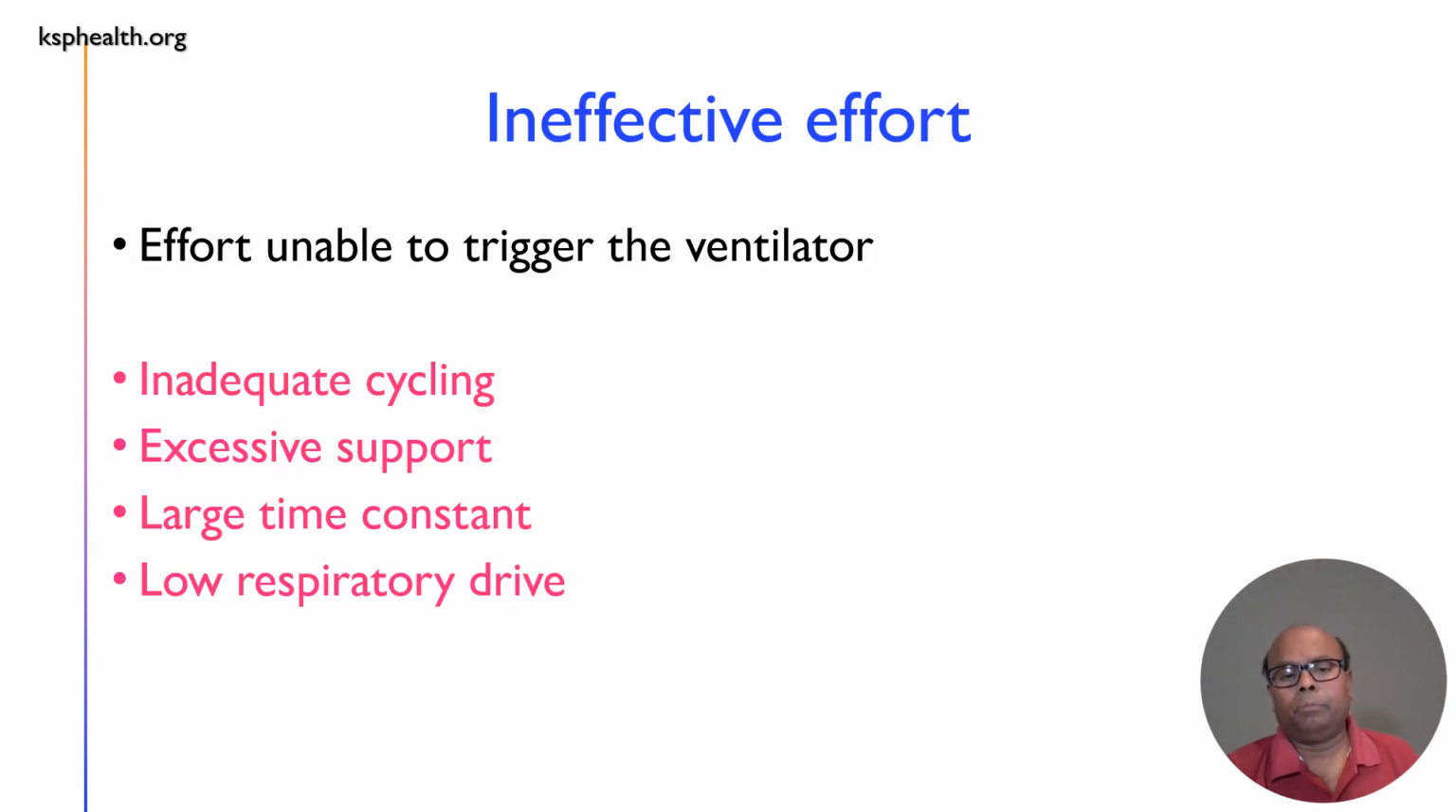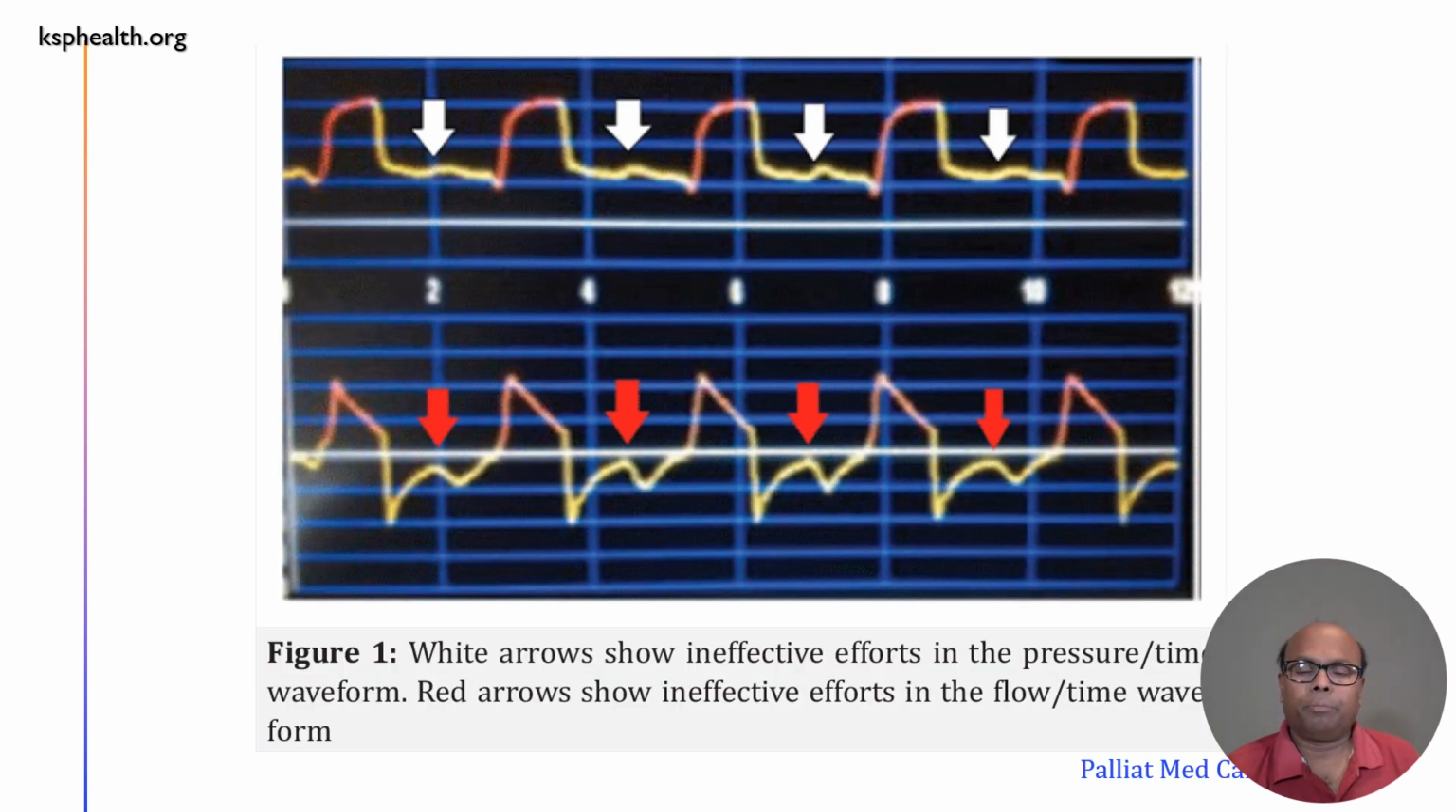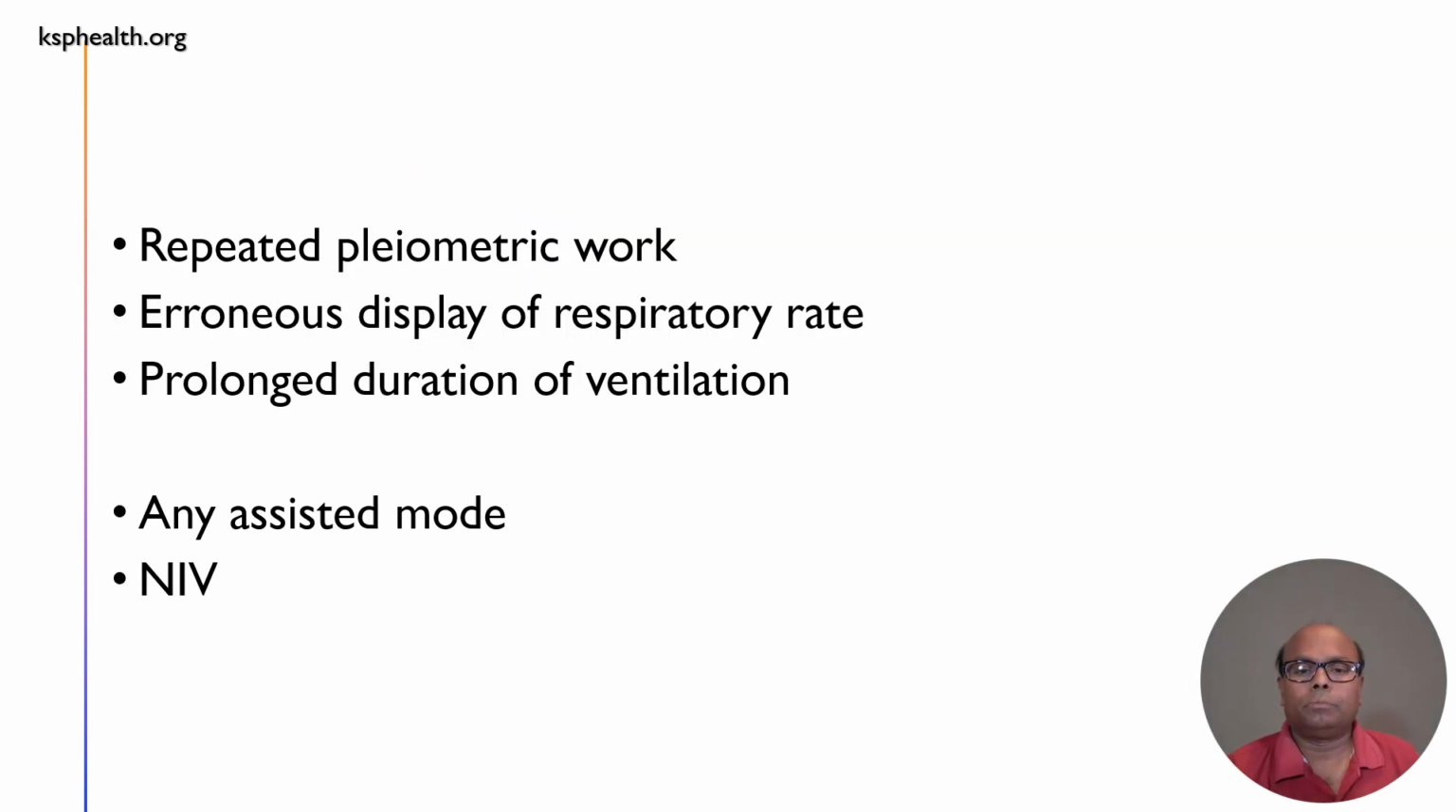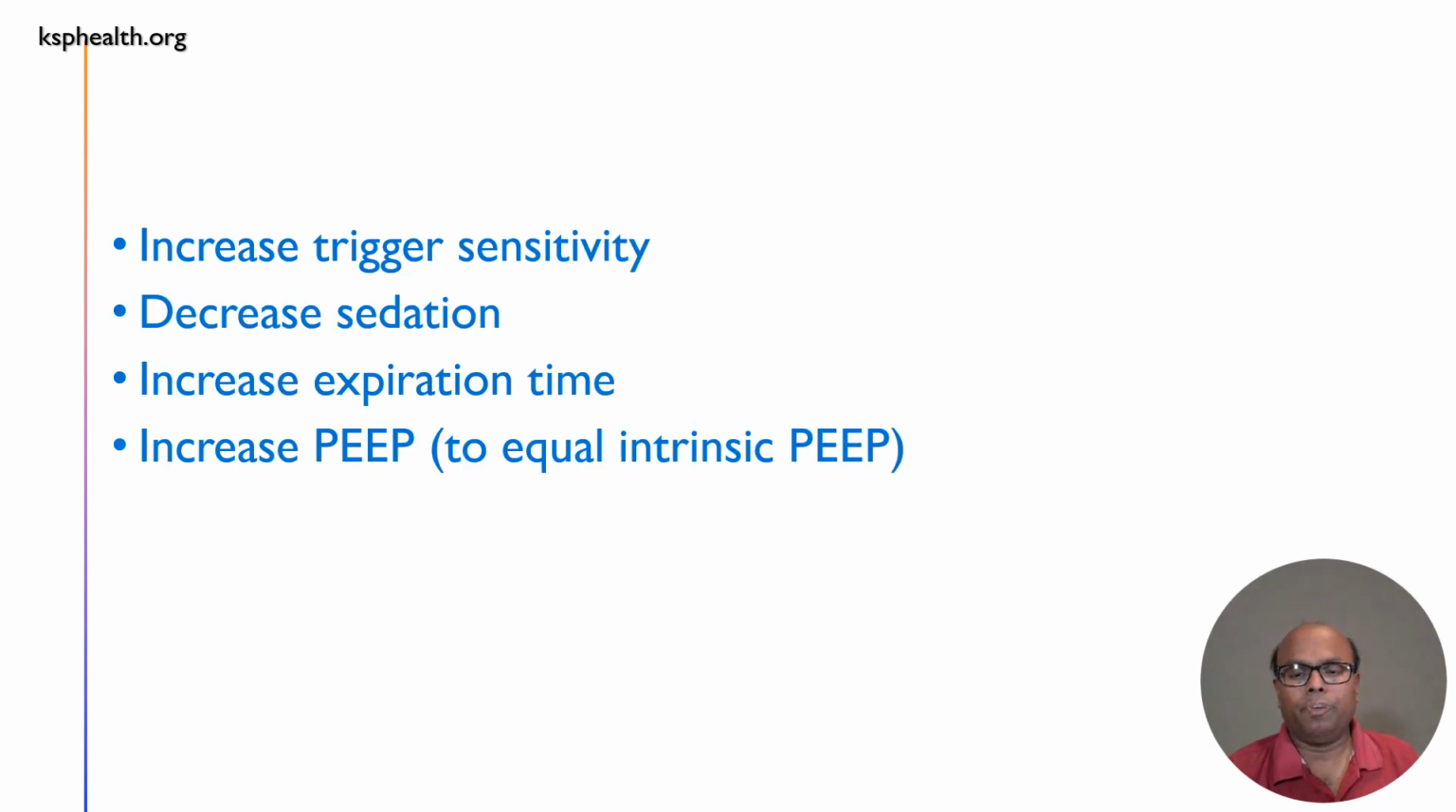ineffective effort. That means unable to trigger the ventilator. Maybe because of inadequate cycling or excessive support. If you give too much support, the patient cannot trigger the ventilator. And large time constant and low respiratory drive. As you can see in these pressure-time and flow-time curves, the patient wants to breathe, but he doesn't get a breath. It will be seen in any assisted mode and non-invasive ventilation.